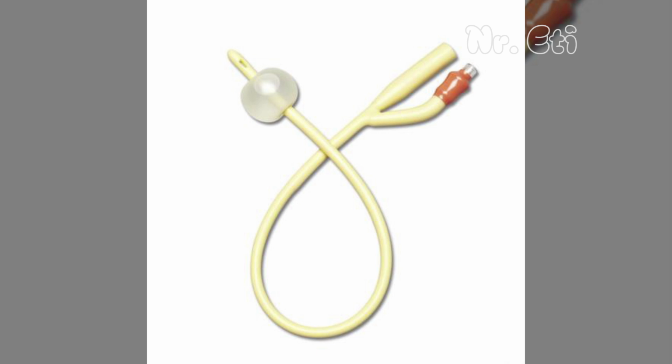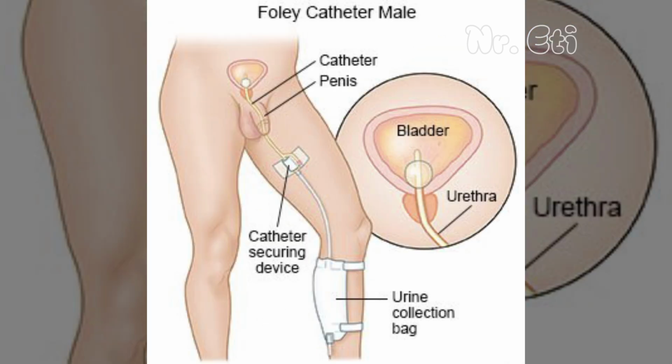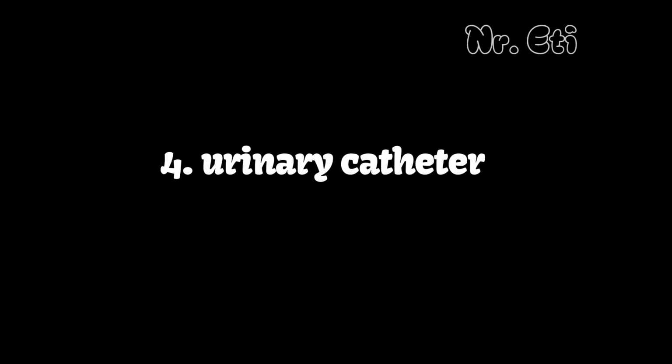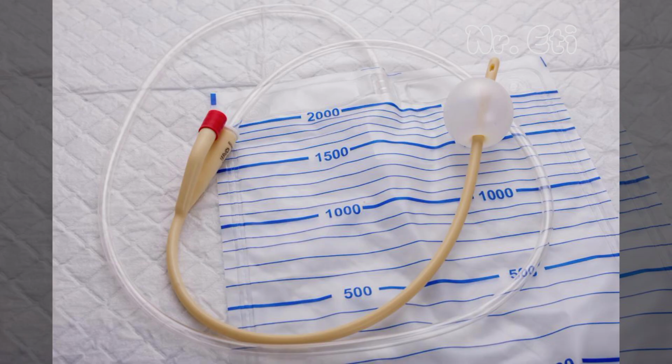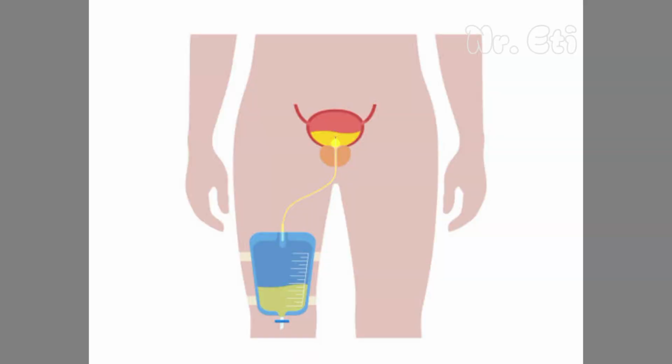3. Foley catheter. This is a bladder catheter inserted through the urethra to drain urine. It has a balloon at the end that inflates to keep the catheter in place. 4. Urinary catheter. Similar to the Foley catheter, it is mainly used to evacuate urine temporarily in patients who cannot do so on their own.